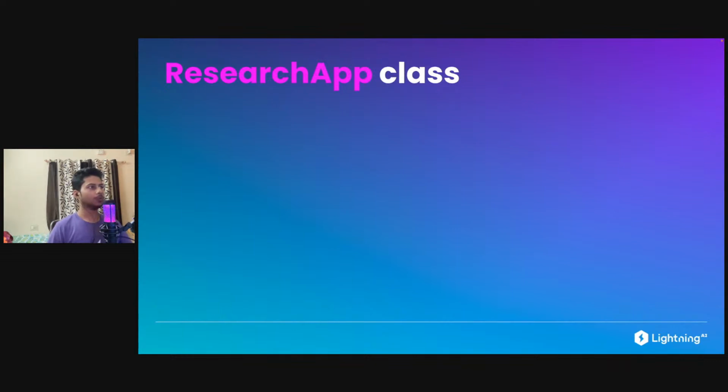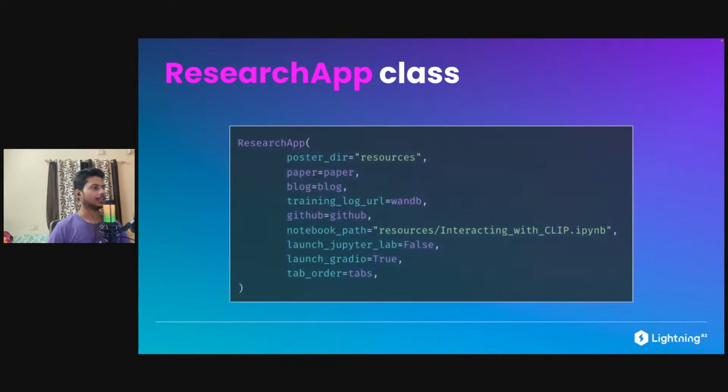How do you edit and customize this research poster template for your work? You will see a research app class which contains different flags for different stuff. So you have a poster directory, paper flag, blog, training URL, notebook, and Gradio, etc. I'm going to give you a brief view of all these flags, how you can change them, and what all these flags do.